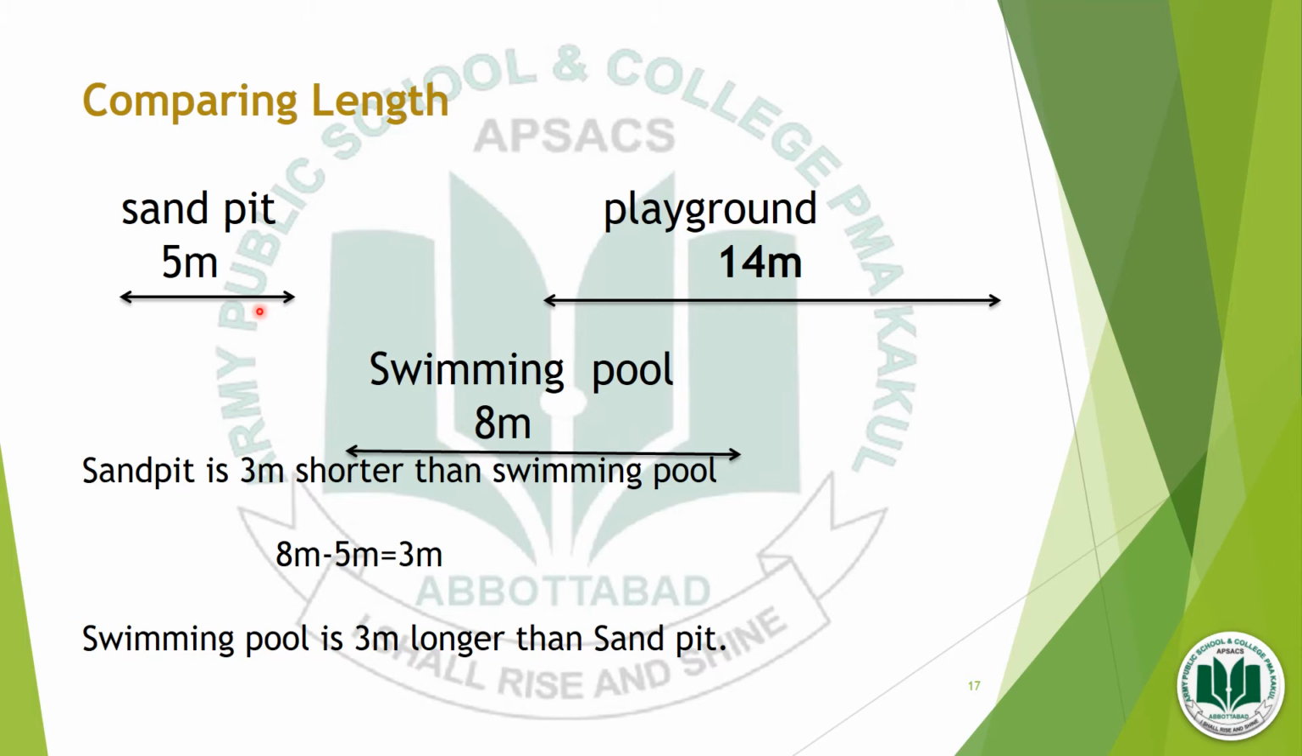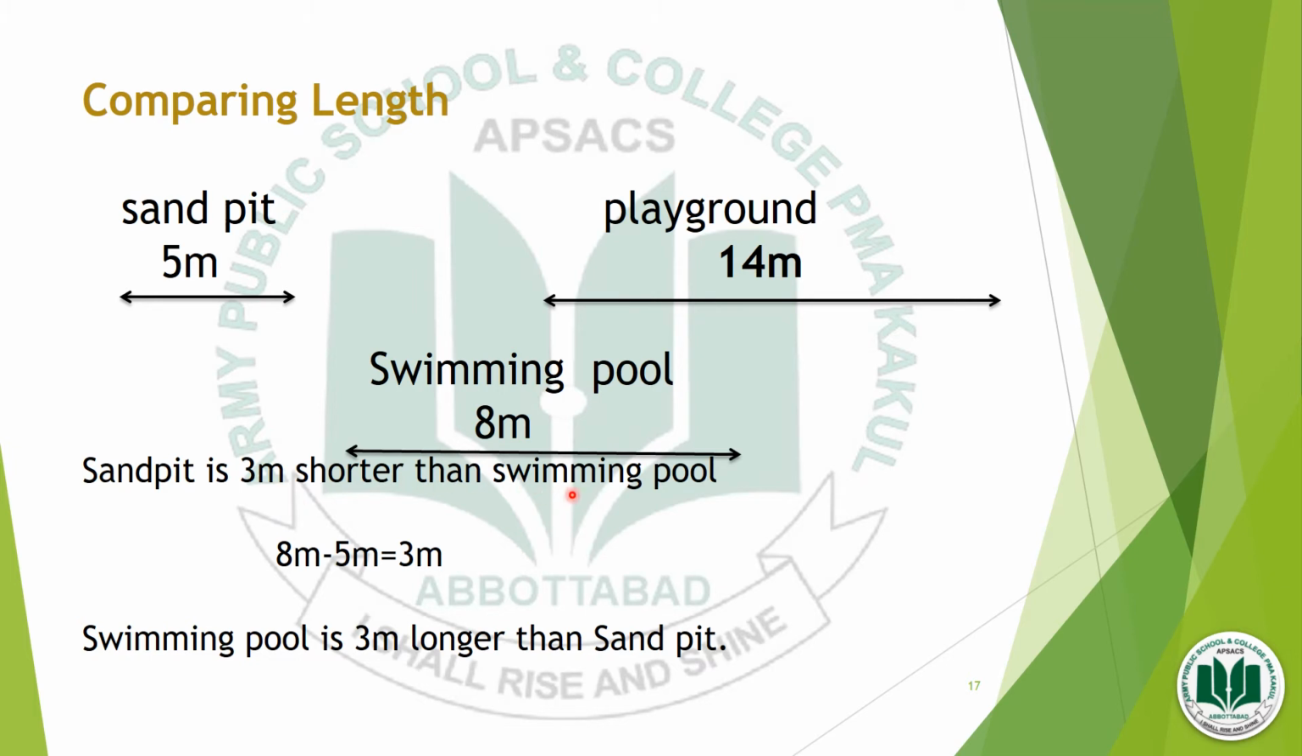Now you can see the sandpit is shorter than the swimming pool. How much shorter is the sandpit than the swimming pool? For this, you have to find the difference of the two lengths. Means you have to subtract the two lengths. For this, we will subtract 8 meters minus 5 meters, which is equal to 3 meters. So we can say the sandpit is 3 meters shorter than the swimming pool.